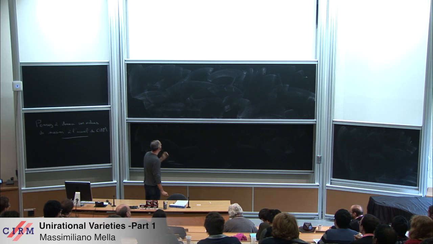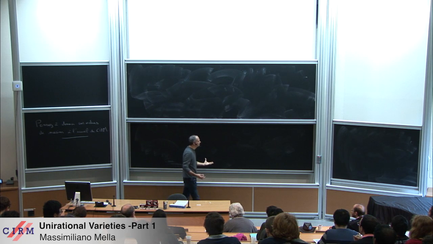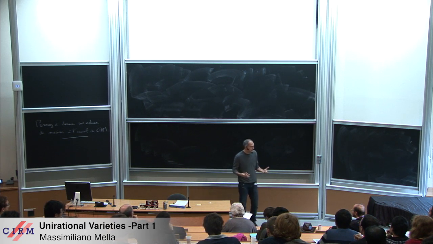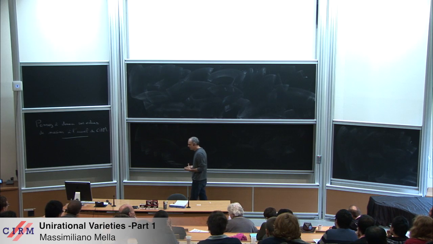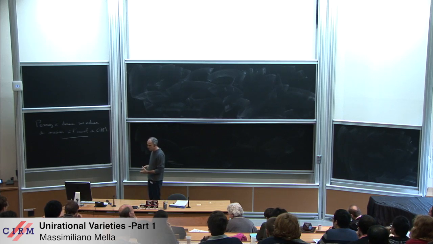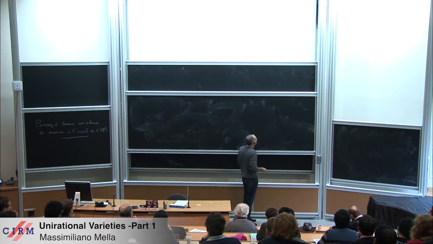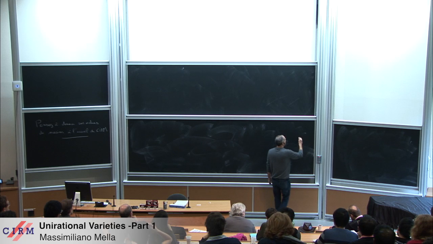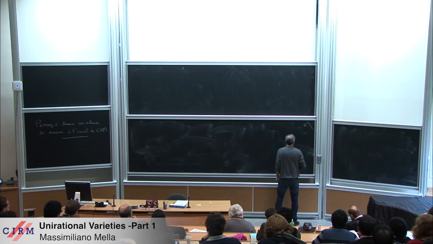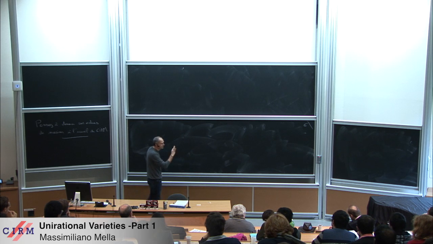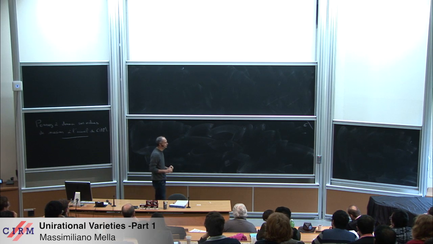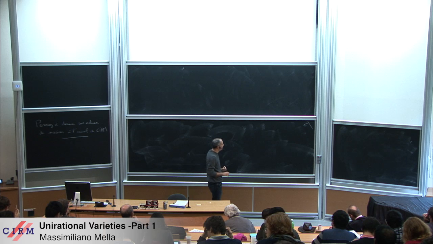So my aim is twofold. On one side, I'd like to present some theory of unirational varieties, as far as I know. And on the other side, I'd like to show how rational connection can help in unirationality questions. For these reasons, I restrict my talk to the complex field. Even if I'll do some kind of detour on non-algebraically closed fields at some point, it will be just a detour, not really the main part.